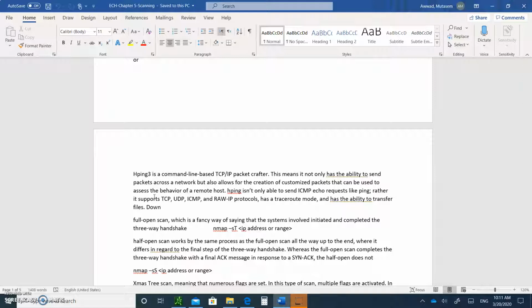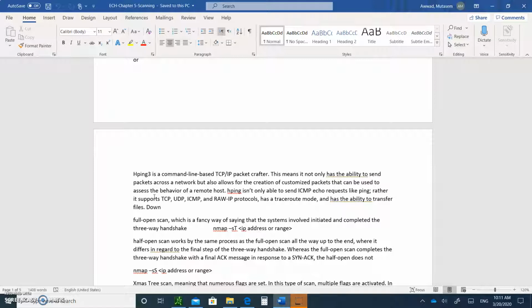Nmap is a very powerful utility. It can do footprinting, scanning, vulnerability scanning, and enumeration. If you want to know more about Nmap, please visit nmap.org. We'll spend several labs using the Nmap utility to gather information, by the way. Very important.